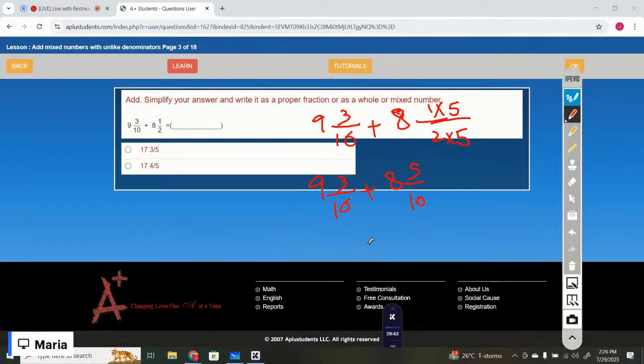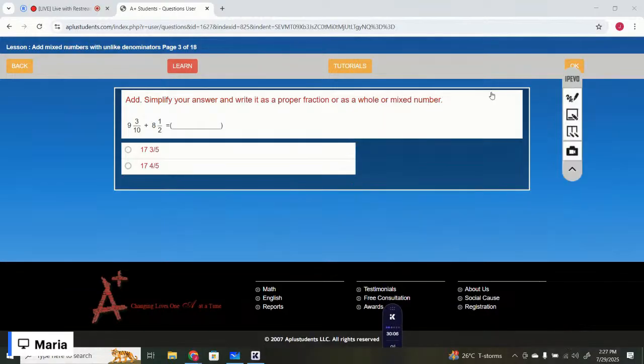So 9 plus 8 is 17. 17 whole 8 over 10. Let's just divide both of them by 2. So that is 17 whole 4 over 5. So option number 2 is the correct option, that is 17 whole 4 over 5.